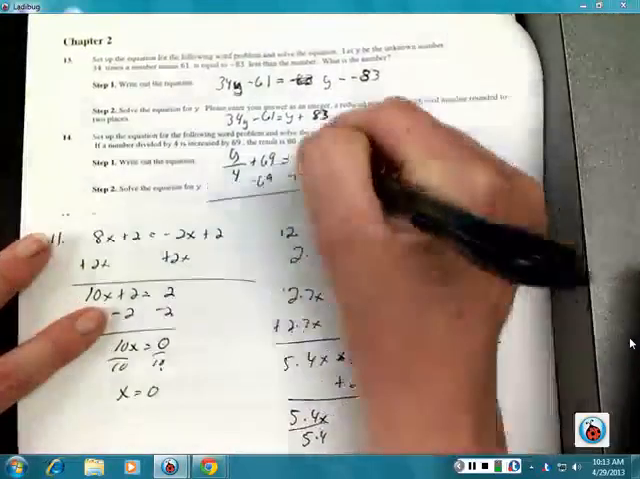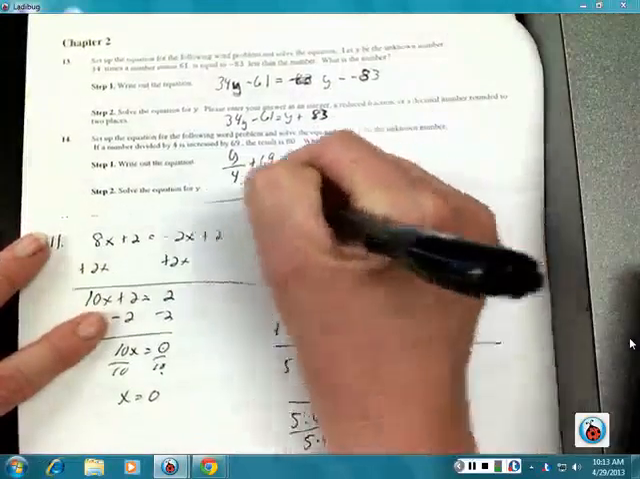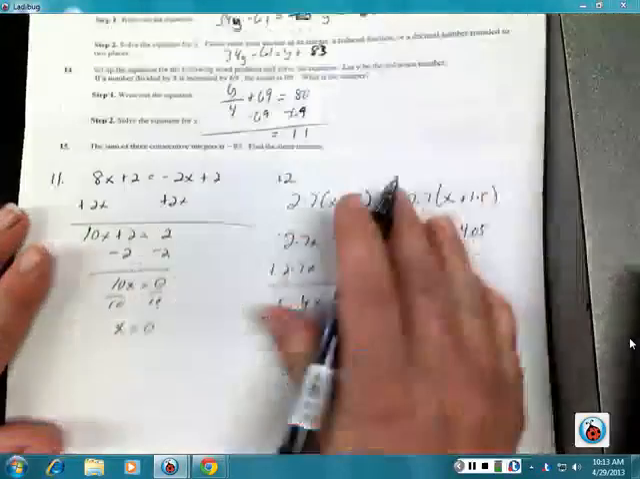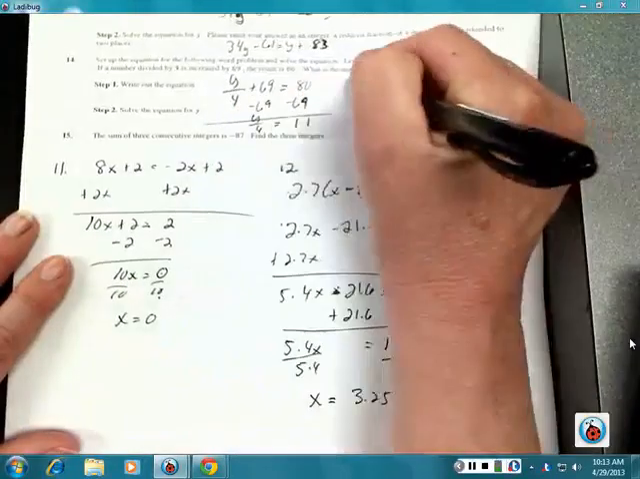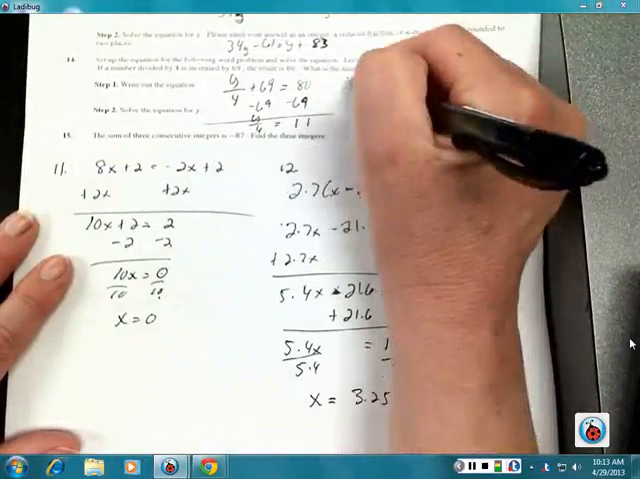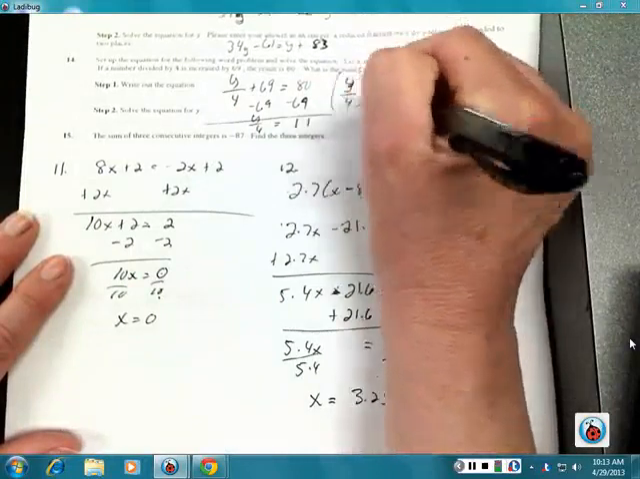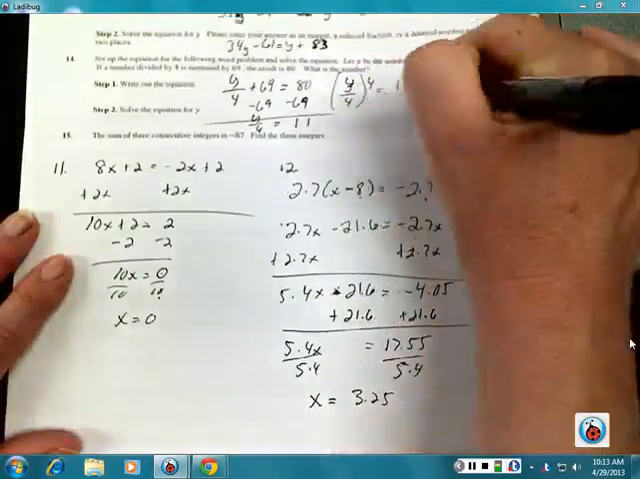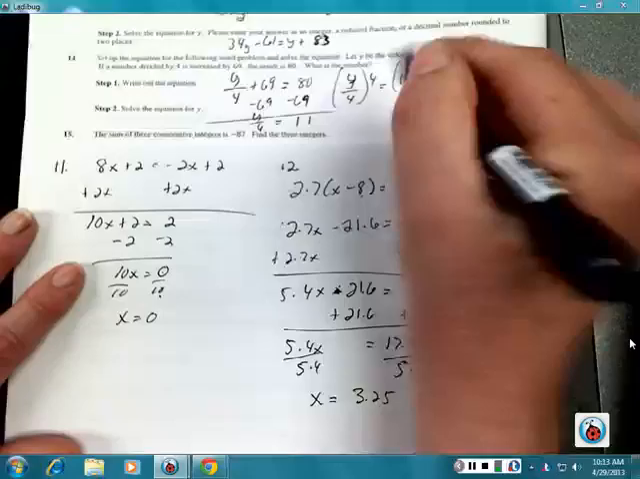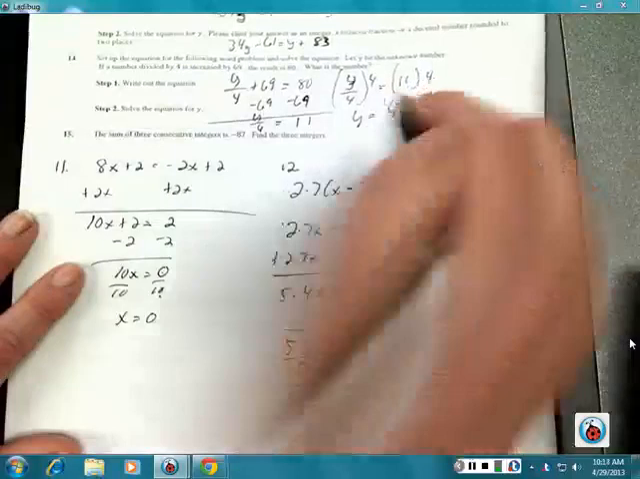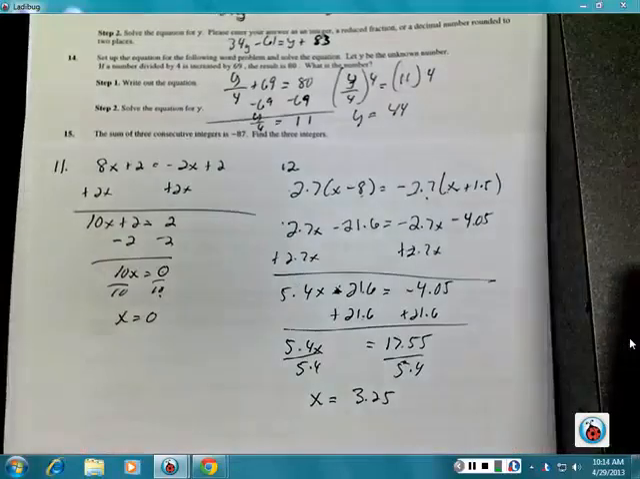End up with 11 equals y over 4. Times all sides by 4. So I have y over 4 times 4 equals 11 times 4. So y ends up equaling 44. So we're good? So y equals 44? Okay.